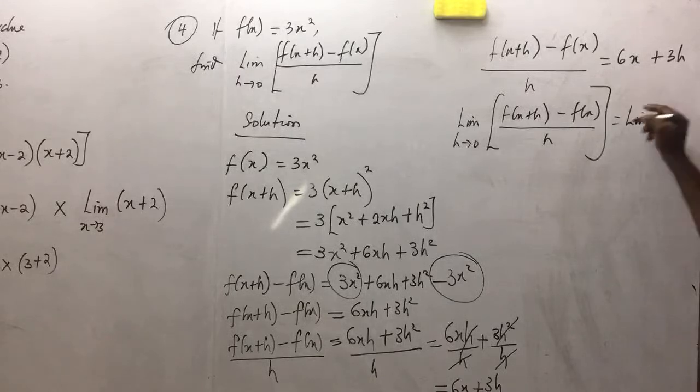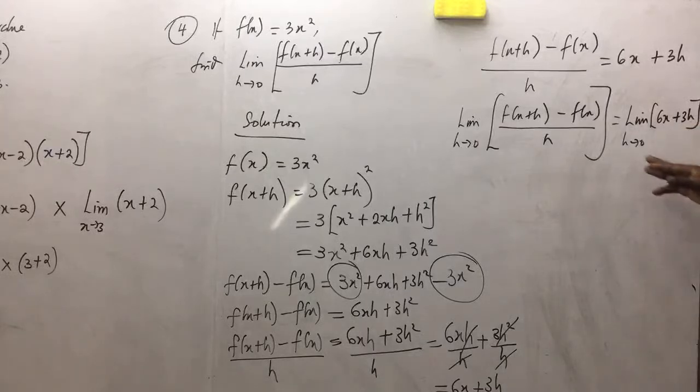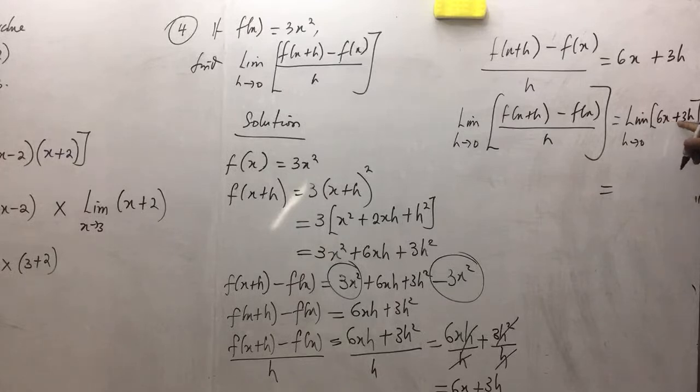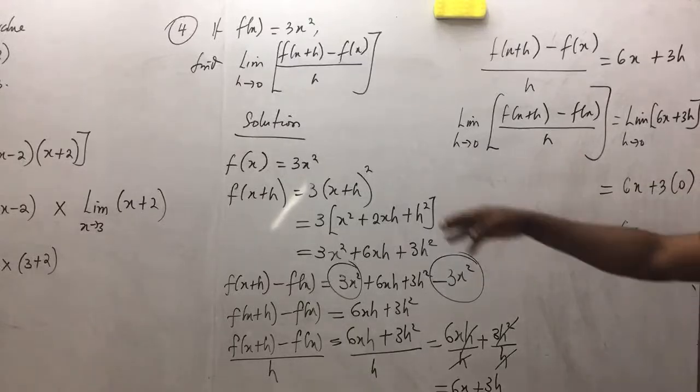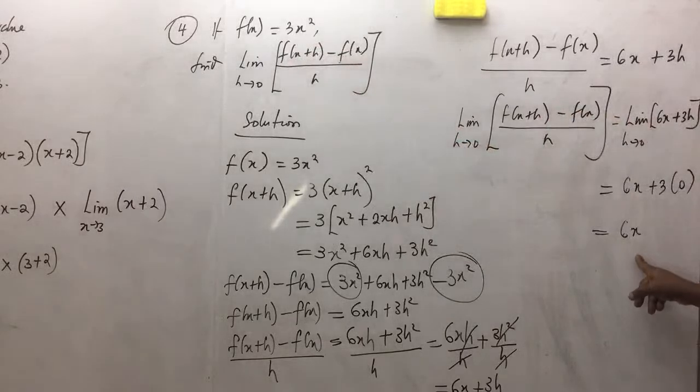Taking the limit of this is the same as taking the limit of this. So I'm going to take the limit of the expression we've obtained, 6x plus 3h. Now, when h approaches 0, the limiting value of 6x plus 3h becomes 6x plus 3 times what h is approaching, which is 0. So 3 times 0 gives you 0, and 0 added to 6x gives you 6x. That tells you that the limiting value of this expression will be 6x.